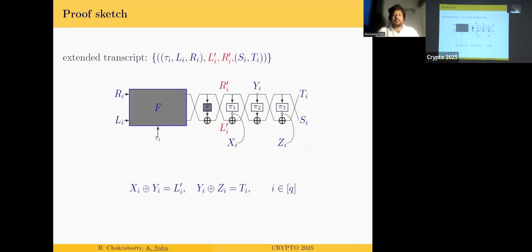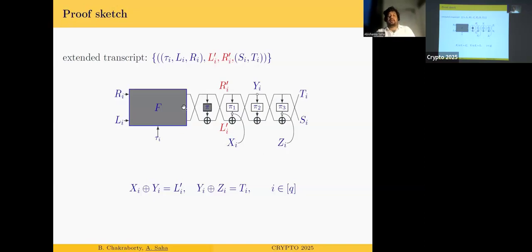And so what are the unknowns here? We know that the input of pi 1 is just Ri prime. The output of pi 2 is Ri prime plus Si. The input of pi 3 is just Si. And the unknowns are basically the output of pi 1, which we denote by Xi, the input of pi 2, which we denote by Yi, and the output of pi 3, which we denote by Zi.